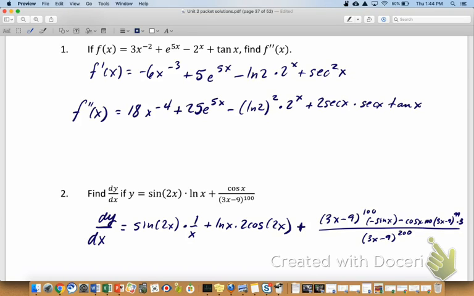Where did you get the 25? So for the second derivative, wouldn't you do the derivative of e to the 5x again? Then you'd get another 5 e to the 5x times the other 5. That's where that 25 is.